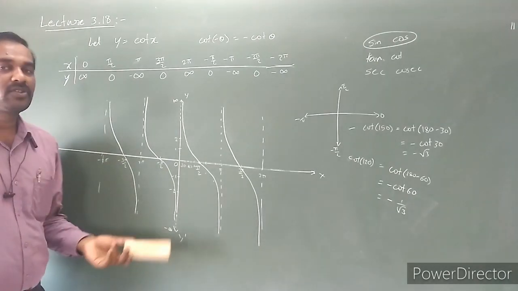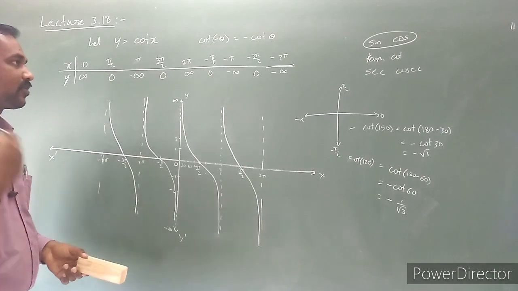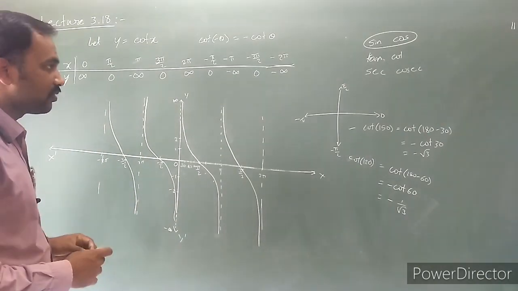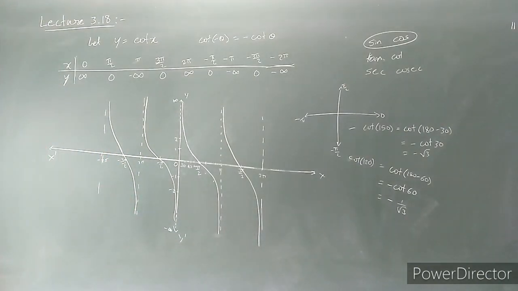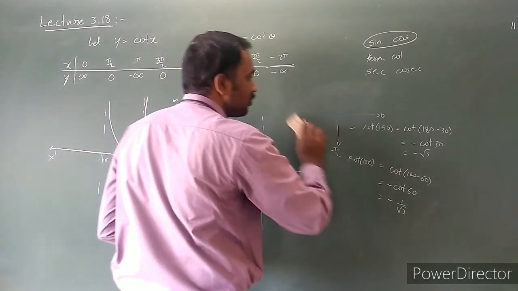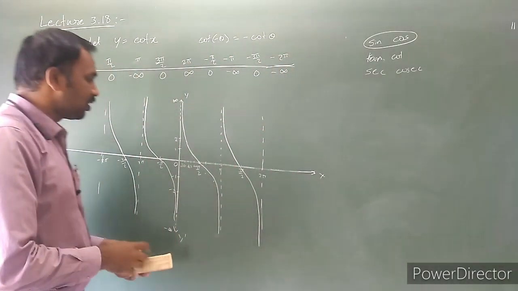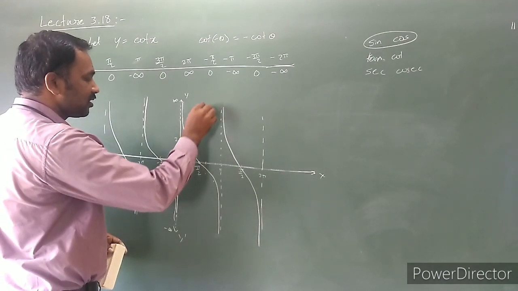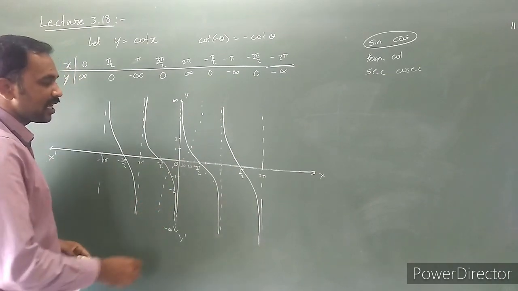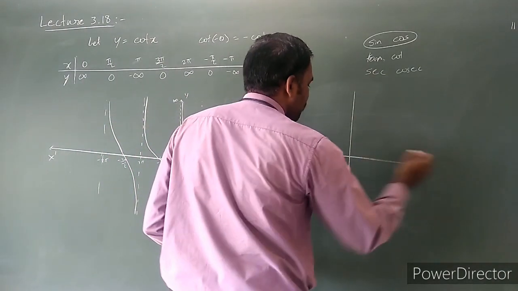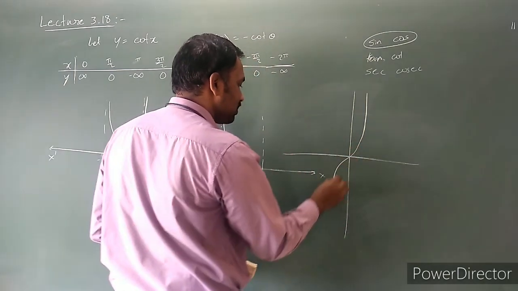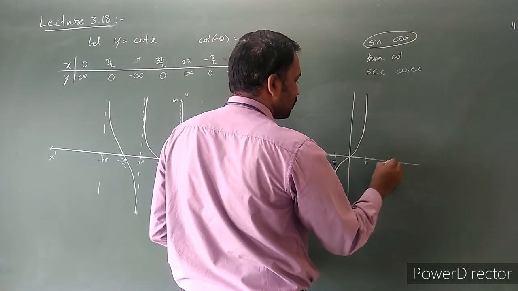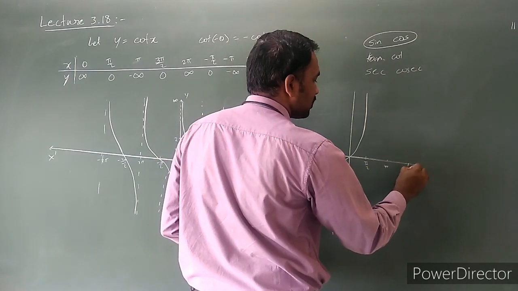So now let's go to the graph of the sec function. Before going to the sec function graph, we can observe the graph of the tan and the cot function. What is the difference between the graph of the tan function and the cot function? It is just that one interval is interchanged. Here the tan function graph comes in this manner. I will write dotted lines for the graph of the tan function. This is the graph of the tan function, with minus pi by 2, pi, pi by 2, pi, and 3 pi by 2.